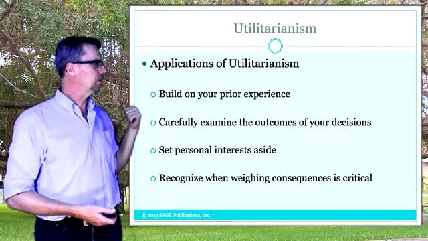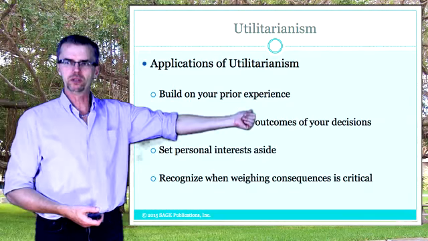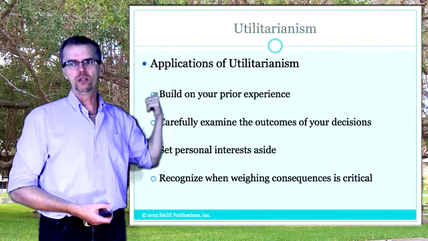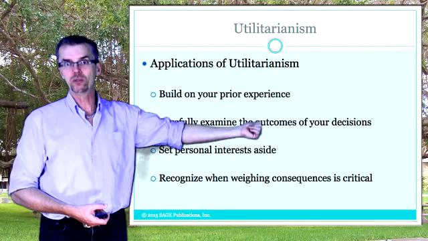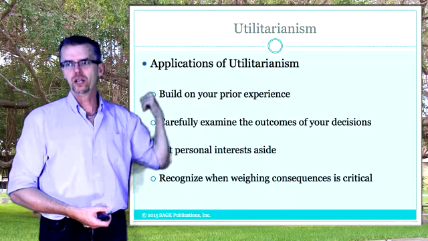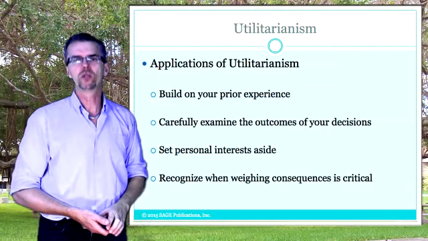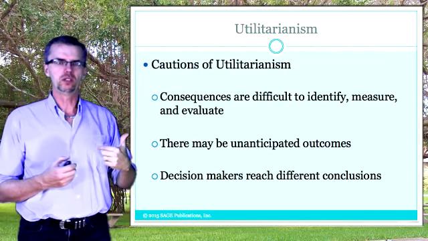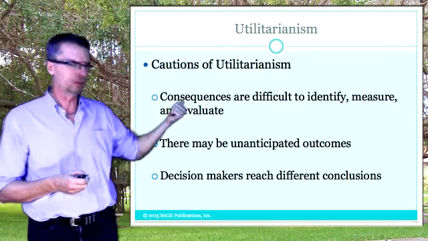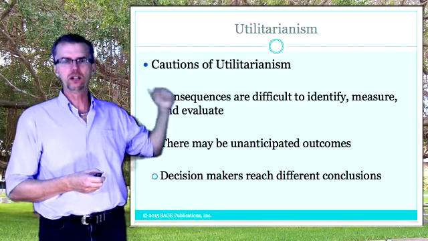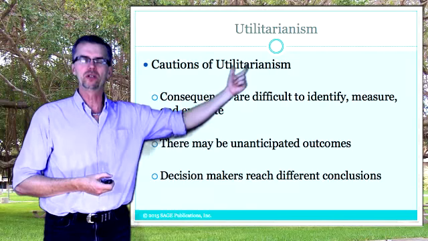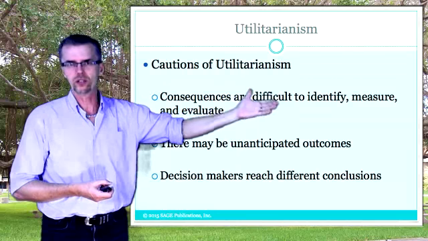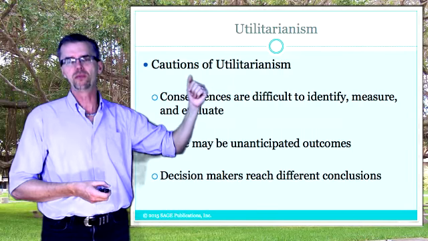Applications of utilitarianism are that they build on prior experience. You can carefully examine the outcomes of your decisions. You set personal interests aside when you're doing it, and that's hard. And you recognize when weighing consequences is critical. What Johnson does in the textbook as well is he cautions you against each one of these perspectives. For utilitarianism, the cautions are that the consequences are difficult to identify, measure, and evaluate. And there may be unanticipated outcomes, so you may not be able to forecast or foresee what's coming down the road from these actions.